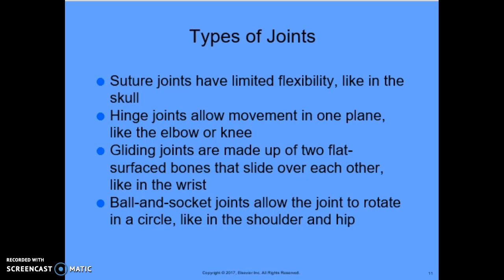So, types of joints: there are suture joints that have limited flexibility, like in the skull. There are hinge joints which allow movement in one plane, like the elbow or the knee. There are gliding joints that are made up of two flat bone surfaces that slide over each other. You can see this in the wrist. And ball and socket joints allow the joint to rotate in a circle, like in your shoulder or your hip.